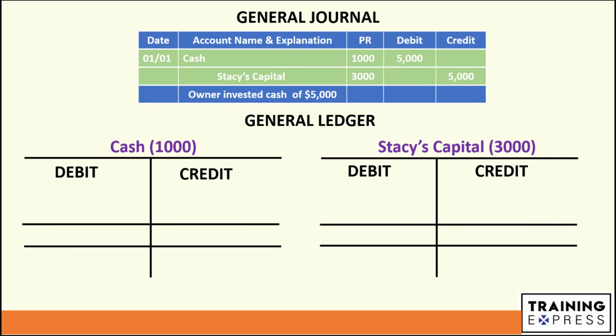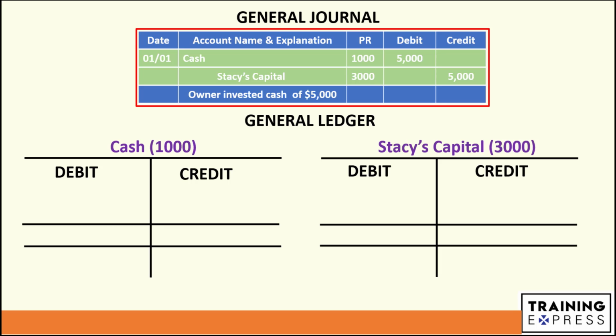Now let's continue our discussion about the same business transactions which we discussed in the previous session. If you remember, we prepared a general journal from the 10 different transactions of Stacy's consulting business. We will continue our discussion, and now we will prepare general ledger from the same business transactions. Let's look at the top general journal. Our first journal entry was cash debit by $5,000 and Stacy's capital credit by $5,000.